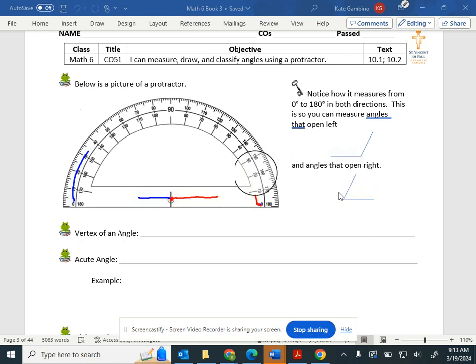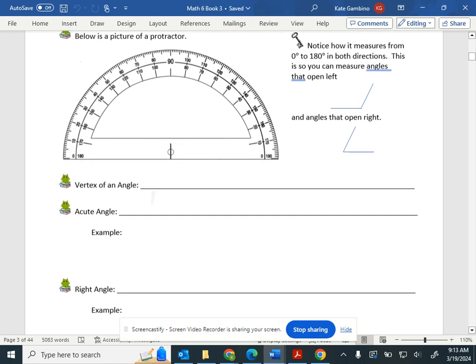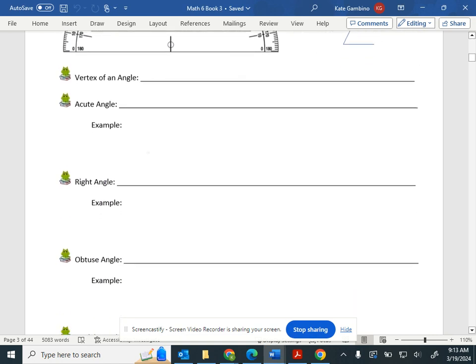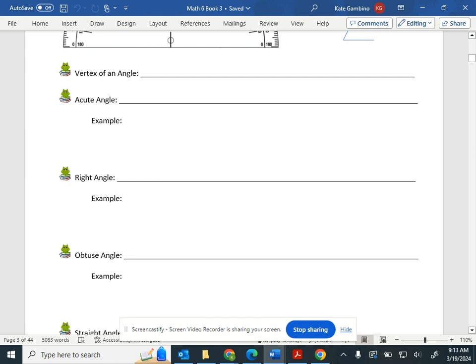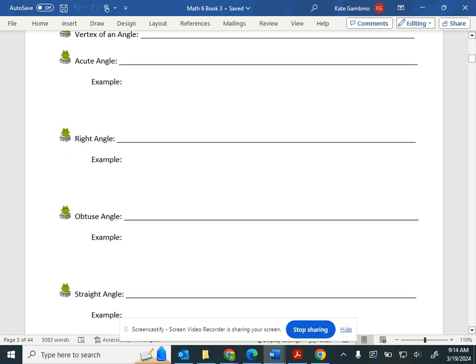So we will be using those protractors on the test just for this first objective. Vertex are where the two lines meet. Acute angle, remember, is less than 90 degrees. So acute, we need to remember less than 90 degrees. So you can write it, but you cannot draw a picture of what an acute angle looks like. You can write the definition, no picture.